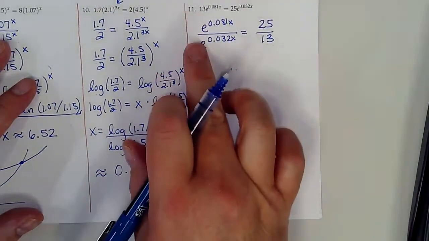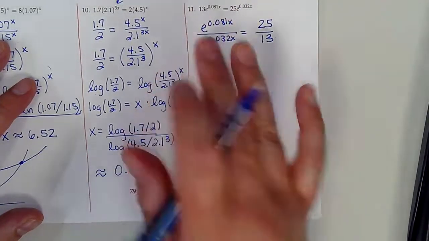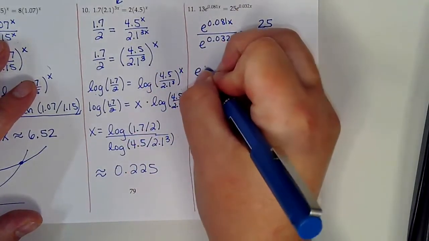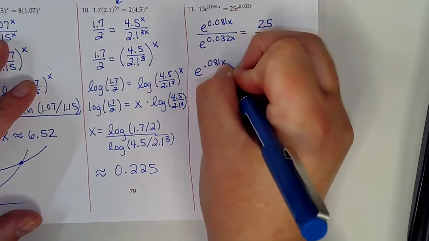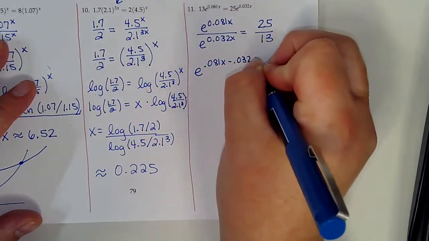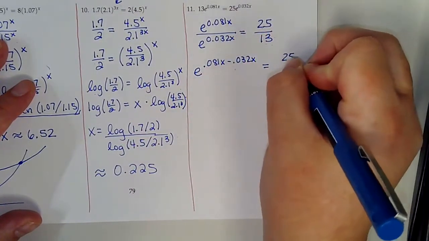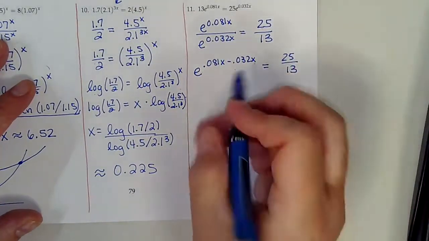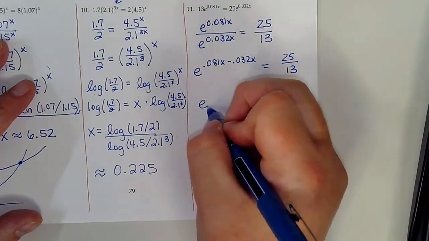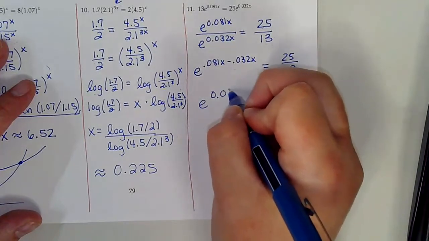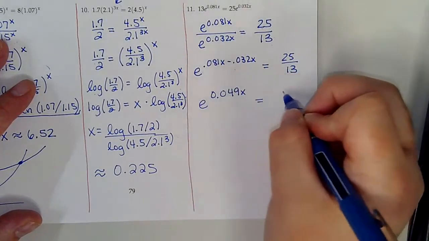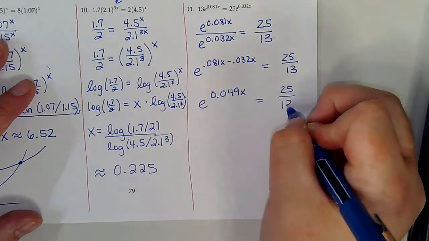And then because I have the same base here, I can actually just subtract these exponents. So I have e to the 0.081x minus 0.032x is equal to 25 over 13. If I subtract this, I'll get e to the 0.049x is equal to 25 over 13.